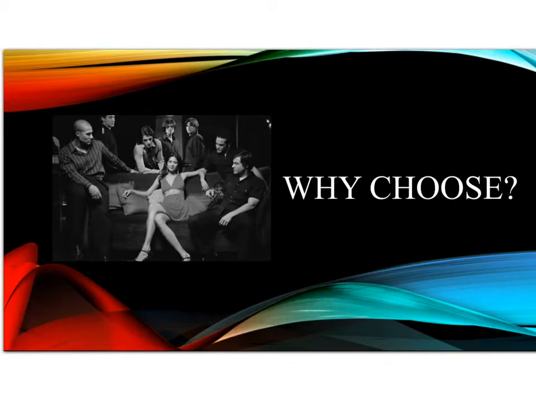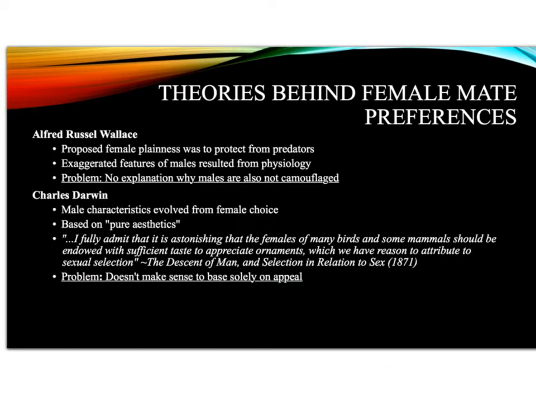Why choose? There are two theories behind female mate preferences. Alfred Russel Wallace proposed that female plainness was to protect them from predators, while the exaggerated features of males resulted from physiology. However, there is no explanation why males are also not camouflaged. Charles Darwin proposed that male characteristics evolved from female choice and was based on pure aesthetics. However, it doesn't make sense to base it solely on appeal.